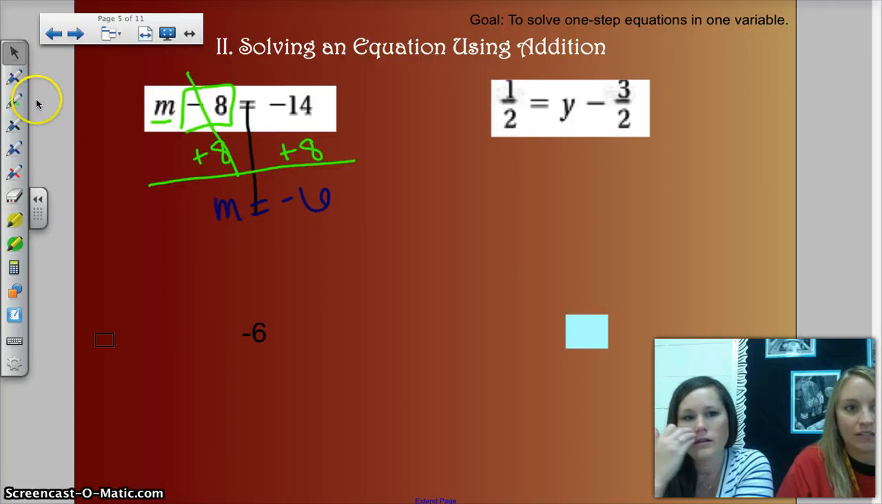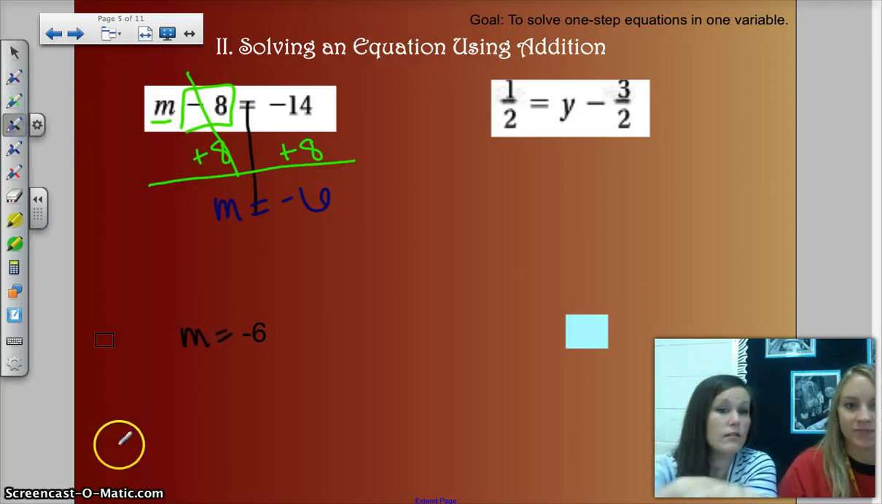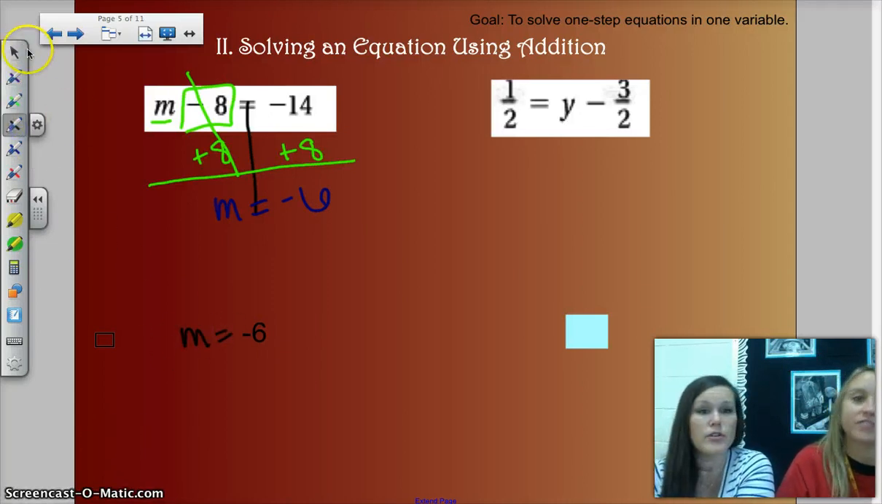Did we get it right? Oh, kinda. We forgot to write m equals. Oh, yeah, sorry, peeps. Well, we wrote m equals. The book didn't. That's true.